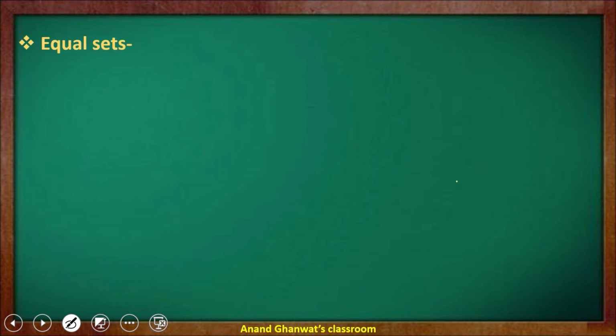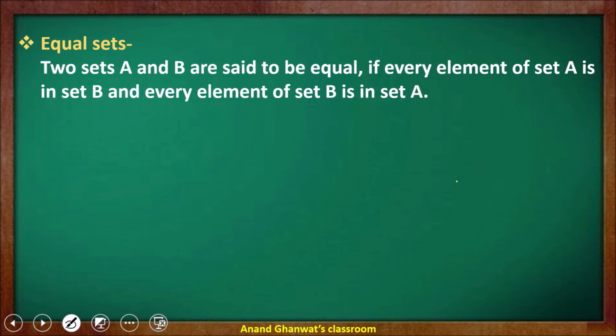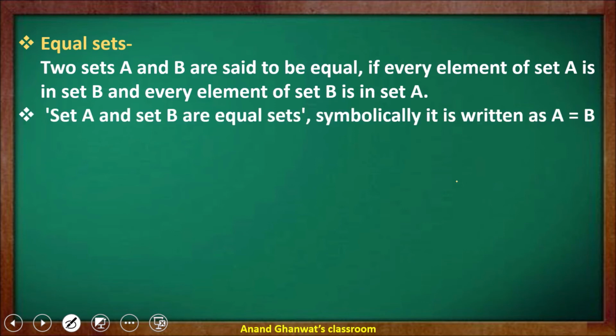Now next, let us understand equal sets. If two sets, set A and set B, are given, these sets are said to be equal if every element of set A is an element of set B and every element of set B is an element of set A. Set A and set B are equal sets. Symbolically it is written as A is equal to B. So for equal sets, the equal sign is used.